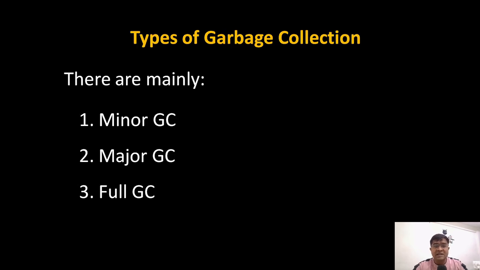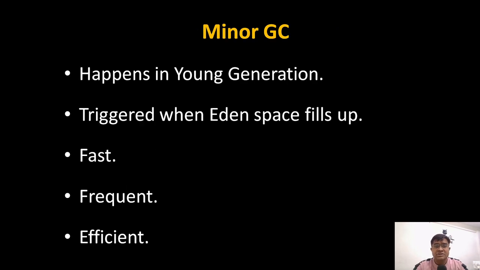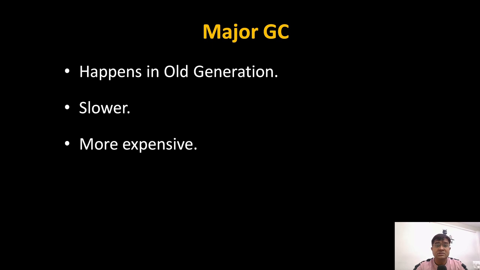So those types of garbage collection are mainly three: the first one is minor garbage collection, the second is major garbage collection, and the third is full garbage collection. Now minor garbage collection happens in the young generation and it's triggered when the heap space is full. It's fast, frequent, and efficient. Now, the major GC happens in the old generation. It is slower and more expensive. It's very heavy as well.